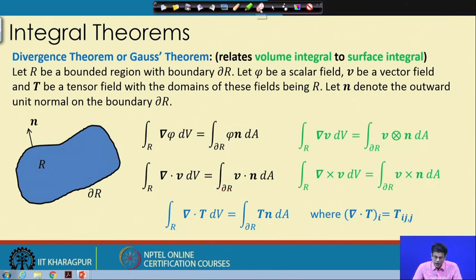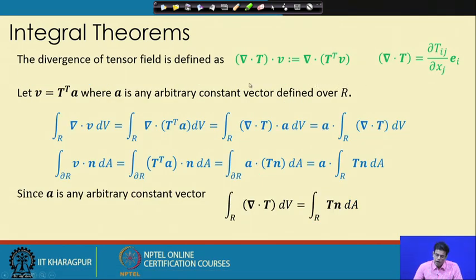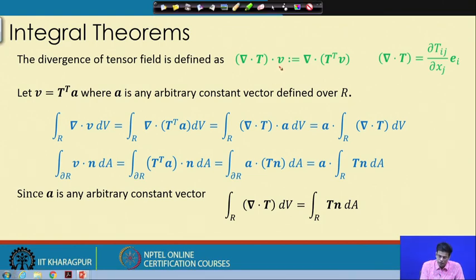Now, let us first prove this tensor field case. If the divergence theorem is applied for a tensor field, what does it look like? If you remember, the divergence of a tensor field was defined in the last class in this way: del dot T dot v, where v is any other vector, should be del dot T transpose v. In index notation this is with the unit vectors e_i, e_j. Now, let us consider a vector v which is T transpose a, where a is an arbitrary constant vector.